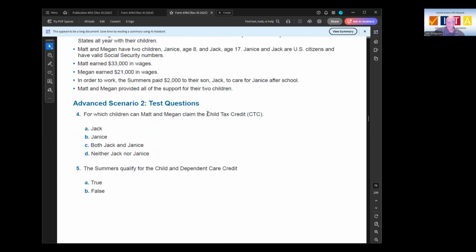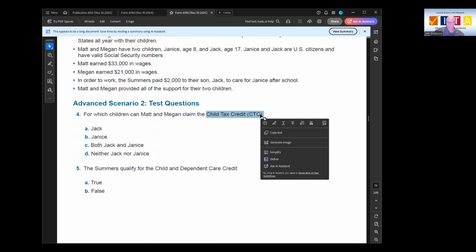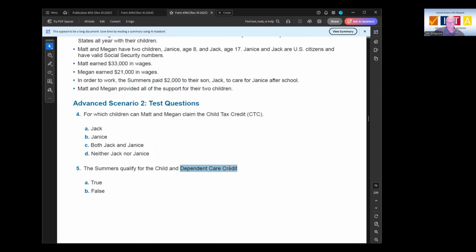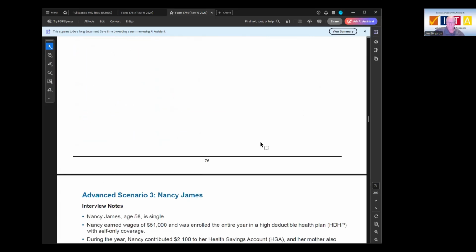So now the first question is going to ask you about the child tax credit. We haven't talked about tax credits, so just put this on hold for a minute, right? Same thing down here about the dependent care credit. We haven't talked about that yet.